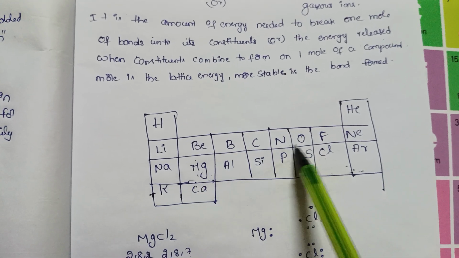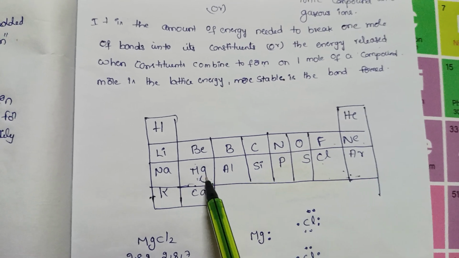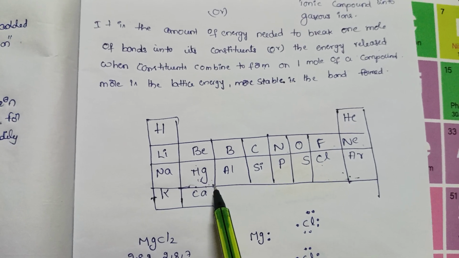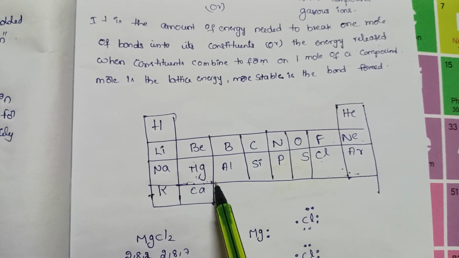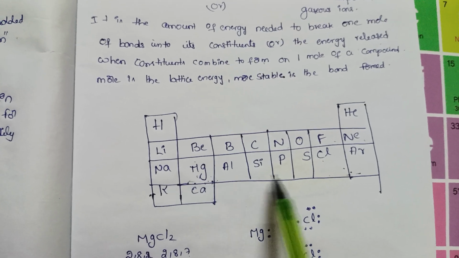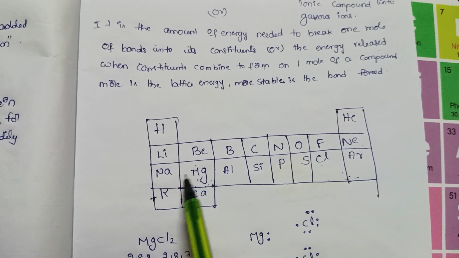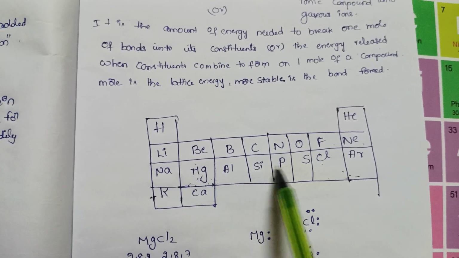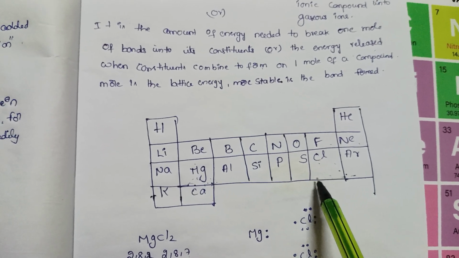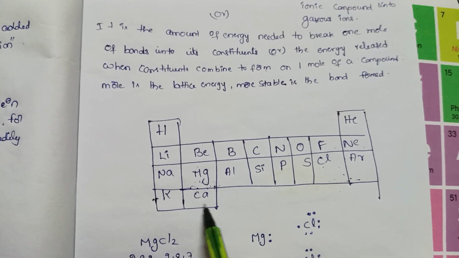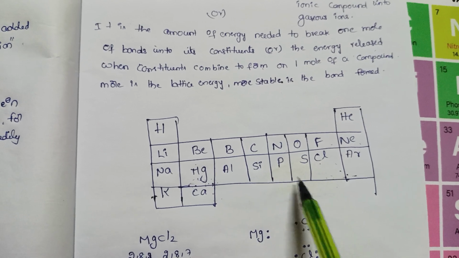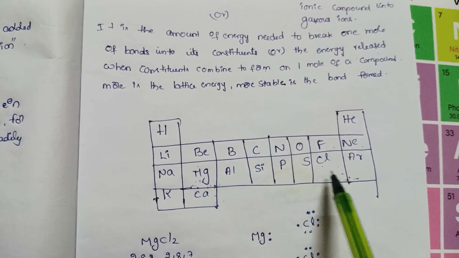Ionization energy increases from left to right. Here magnesium is in the second group, which means magnesium has lower ionization potential. Chlorine, from what we discussed, ionization energy increases from left to right, so chlorine has higher ionization energy. Magnesium has lower ionization energy. The difference between magnesium and chlorine is very large.